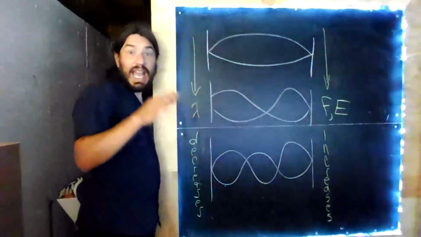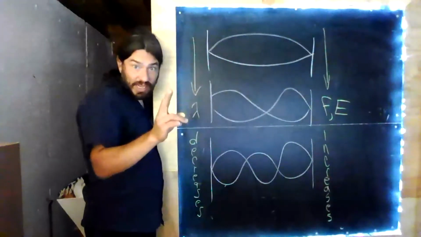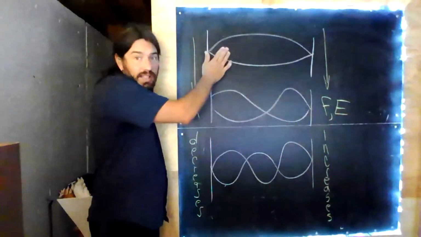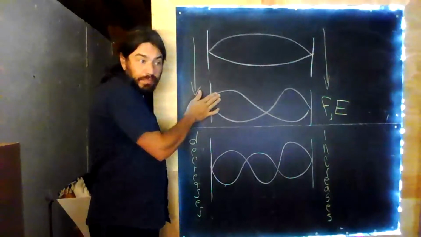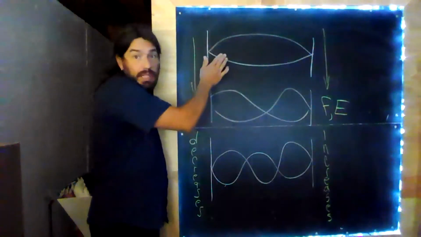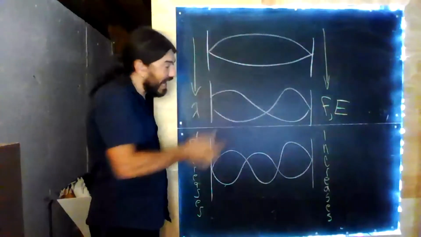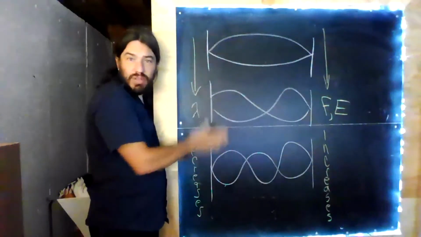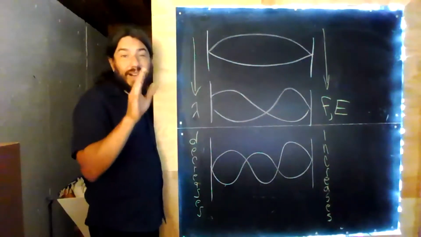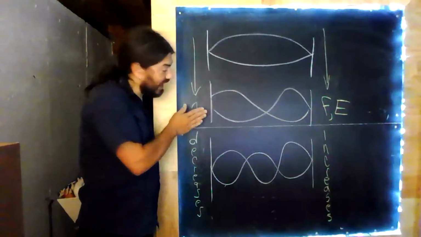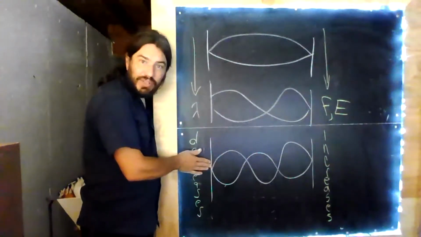Since we cannot get a standing wavelength that is in between this and this, we cannot get an energy that is in between this and this. We cannot get a wavelength that is in between the 2-lumper and the 3-lumper. Therefore, we cannot get an energy that is in between the energy of the 2-lumper and the energy of the 3-lumper.